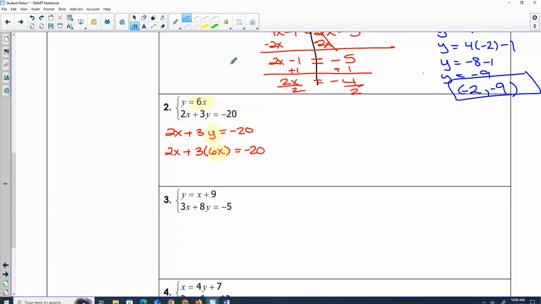If you are struggling, you can draw that vertical line to help you keep your sides separate. So this one we have 2x plus 3 times 6x is 18x. These are on the same side, so we just add them together. 2x plus 18x is 20x.